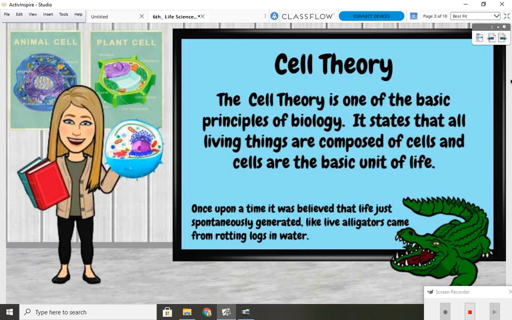Can you believe that once upon a time, it was believed that life just spontaneously generated, like live alligators came from rotting logs and water? Well, in some future slides, I'm going to show you two scientists who helped disprove that spontaneous generation actually occurs.